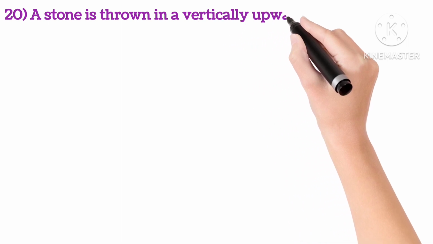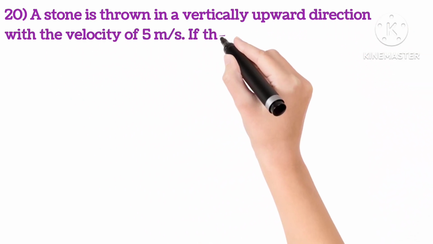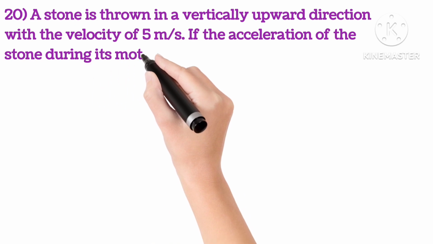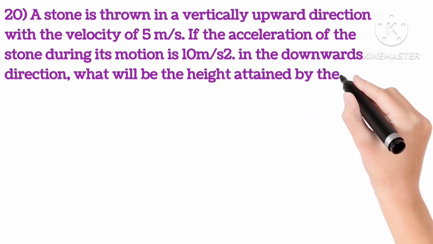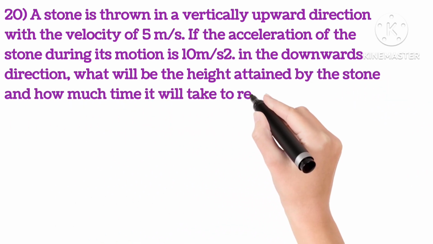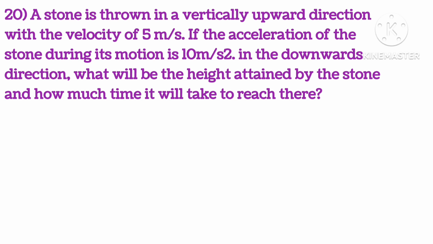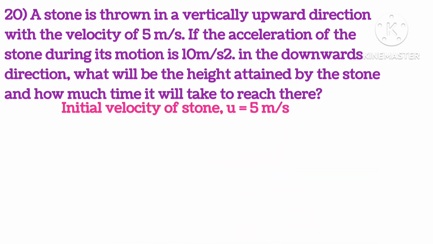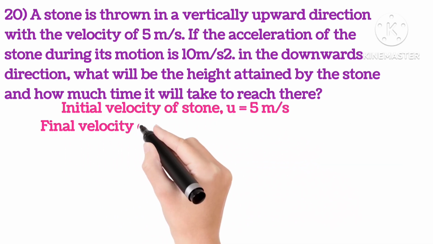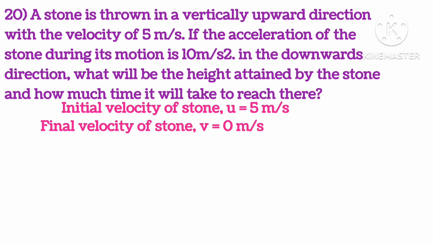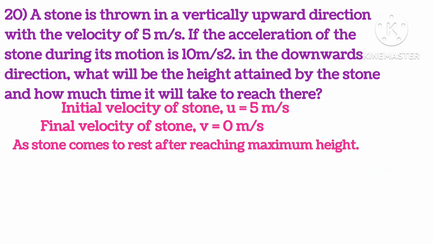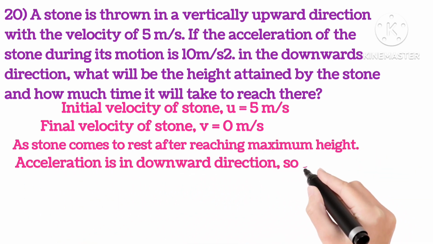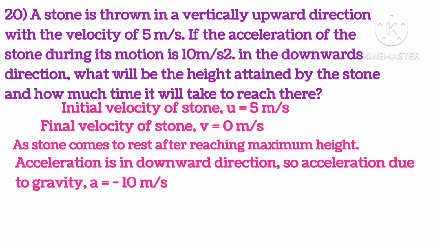A stone is thrown in a vertically upward direction with a velocity of 5 meter per second. If the acceleration of the stone during its motion is 10 meter per second square in the downwards direction, what will be the height attained by the stone and how much time will it take to reach there? Initial velocity here is 5 meter per second. Final velocity of the stone is 0. The stone comes to rest after reaching maximum height. Acceleration is in the downward direction, so acceleration due to gravity is minus 10 meter per second square.